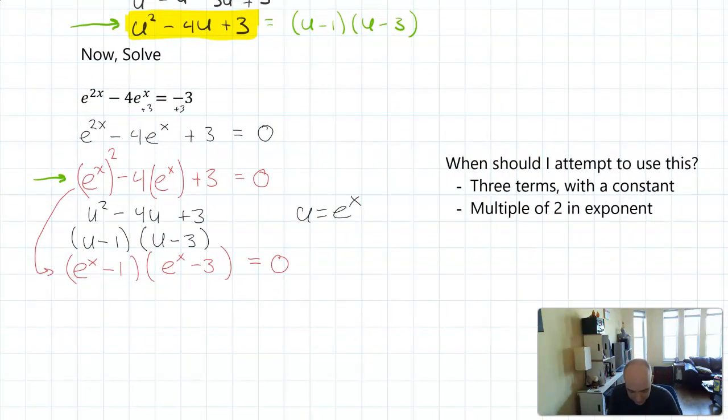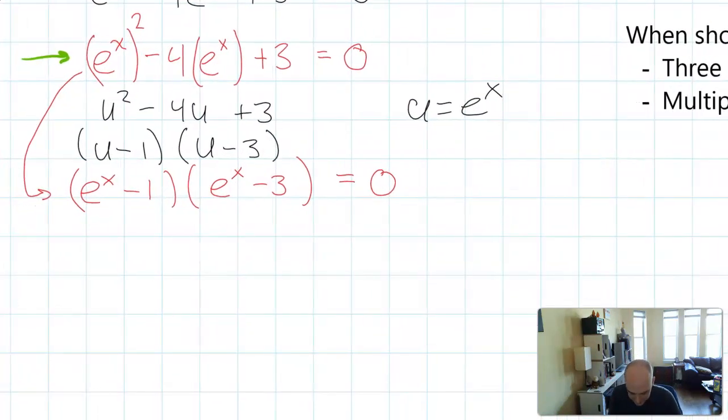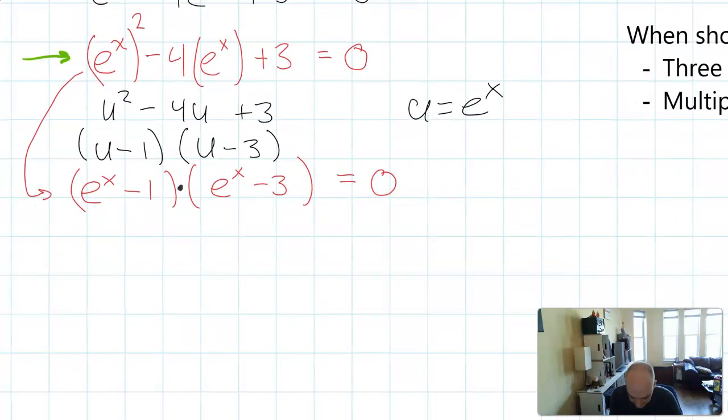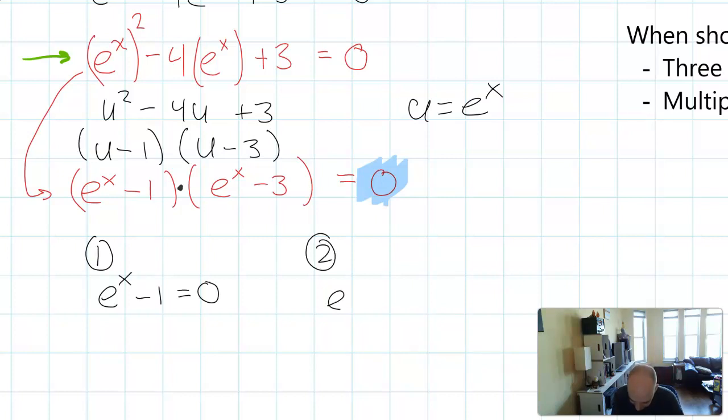Well, why would we bother with this? What is the point of this? Once you've factored it, you can use the zero product property. Remember, you have to have a 0 over here, but once you do, you can split this up into two cases. Case 1, e to the x minus 1 equals 0. And case 2, e to the x minus 3 equals 0. And solve each separately.